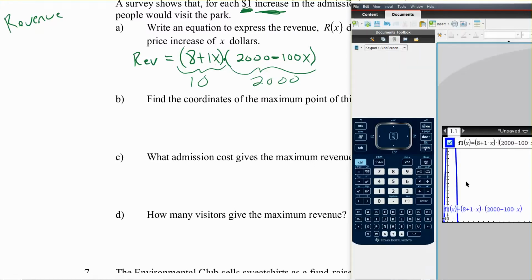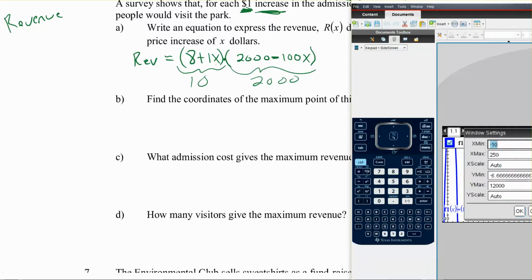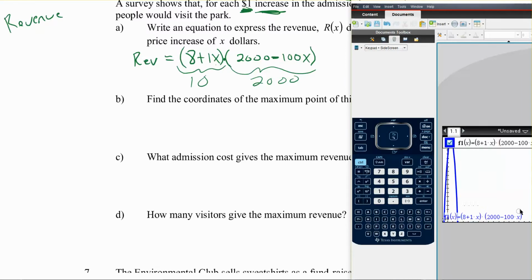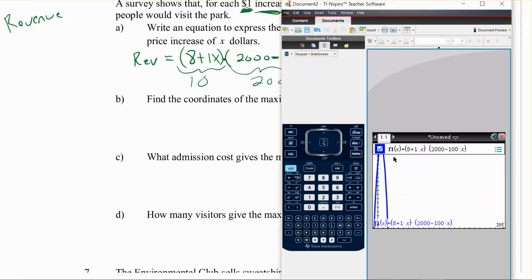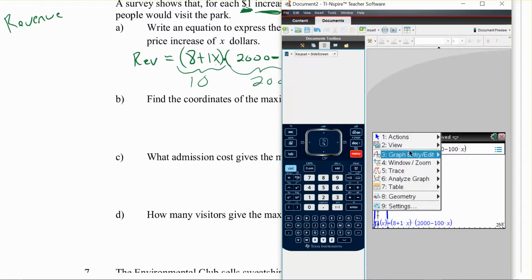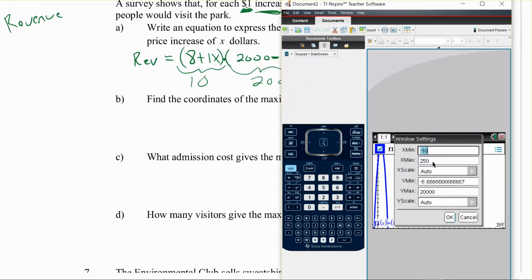So I'm going to go back here and go menu, window, Y max, 20,000. Okay, so it looks like I'm still a little short, and I'm way too far to the right, or too far in the x-axis too. So I'll take a lot off of that, maybe go up a little bit. So go back to window. My x max needs to be more like 50 probably, and my y max looks like I could change that 0 to a 1 probably.